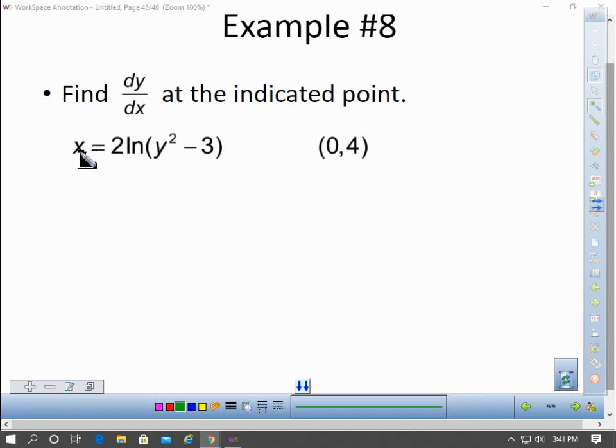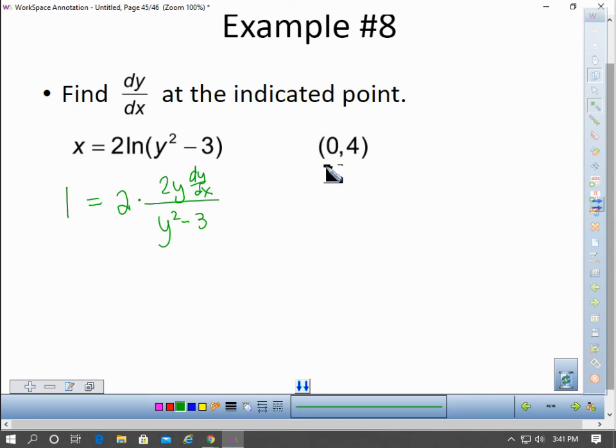So the derivative of x is 1. On this side, I keep my coefficient 2. I'm going to take the derivative of natural log. Remember, the derivative of natural log is the derivative of the expression over the expression. So that's going to be 2y dy/dx. You have to remember to chain since I'm taking the derivative of the y. So 2y dy/dx divided by the function itself, y squared minus 3. So that's the derivative of this expression.